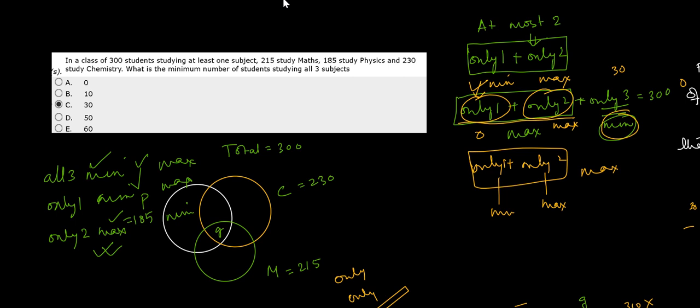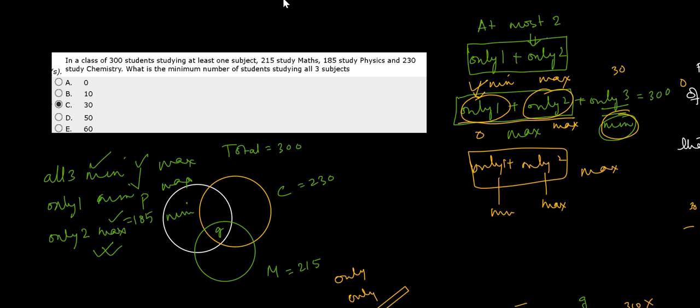You can put straight away 0, and you remember we subtracted the first equation from the second equation, right? And from there we got only 3 as 30 and only 1 as 0, right? So what is only 2 maximum? 270. Okay, clear?